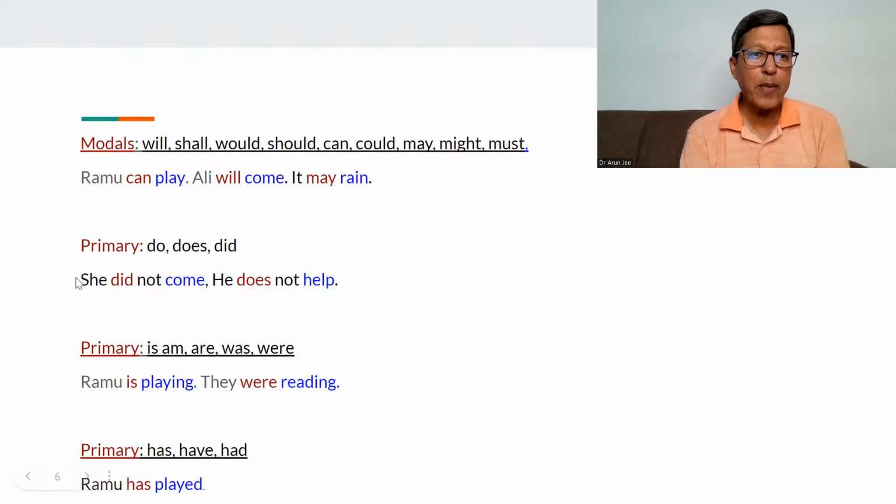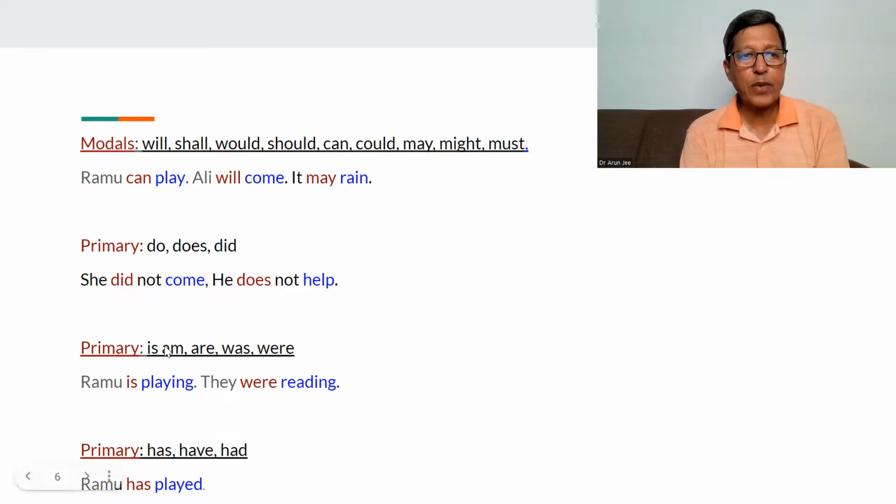But in the case of primary auxiliaries, there are 3 types. The first type includes do, does, did. The first form of the main verb is used. She did not come. He does not help. So the first form of the main verb.